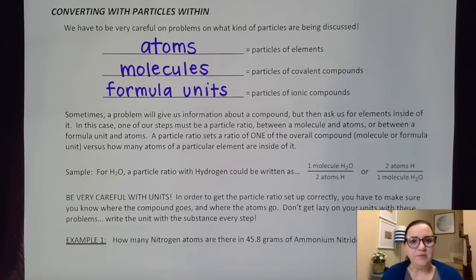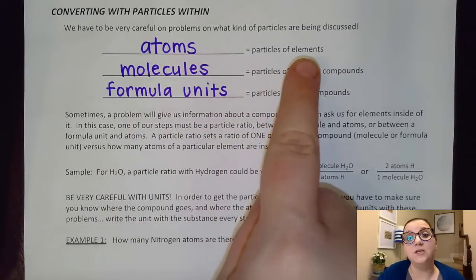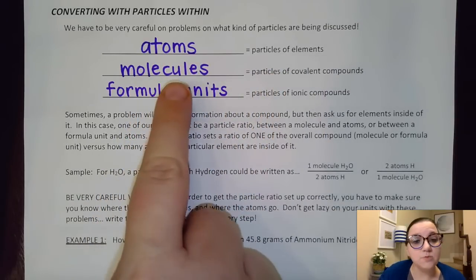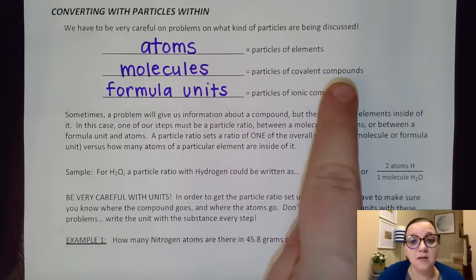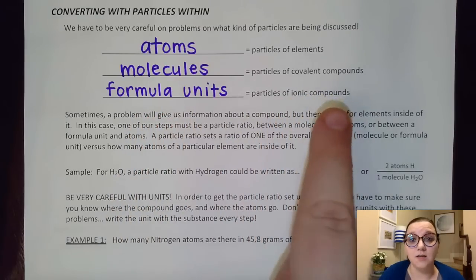In this video we're going to talk about stoichiometry calculations where we are converting with particles within a particular compound. As a reminder, we've talked about three different types of particles up to this point: atoms, which we use for particles of singular elements, molecules, which we use for particles of covalent compounds, and formula units, which we use for particles of ionic compounds.